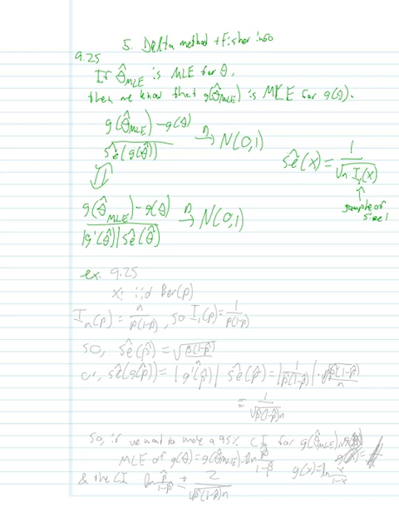Okay, so now using this to take on example 9.25, we have X_i's are IID Bernoulli random variables, right? From the last video, we know that I_n of p is equal to n over p times 1 minus p. So I1 of p is equal to 1 over p times 1 minus p.